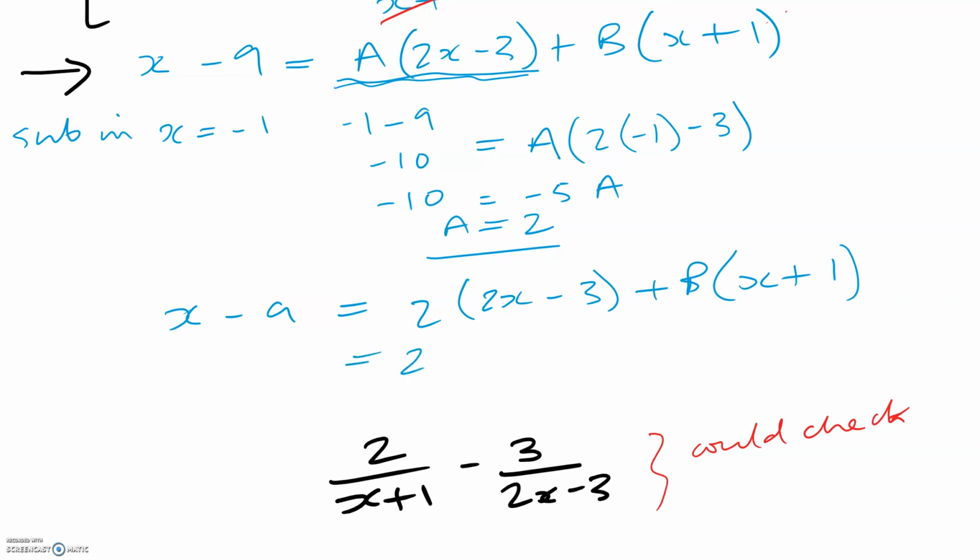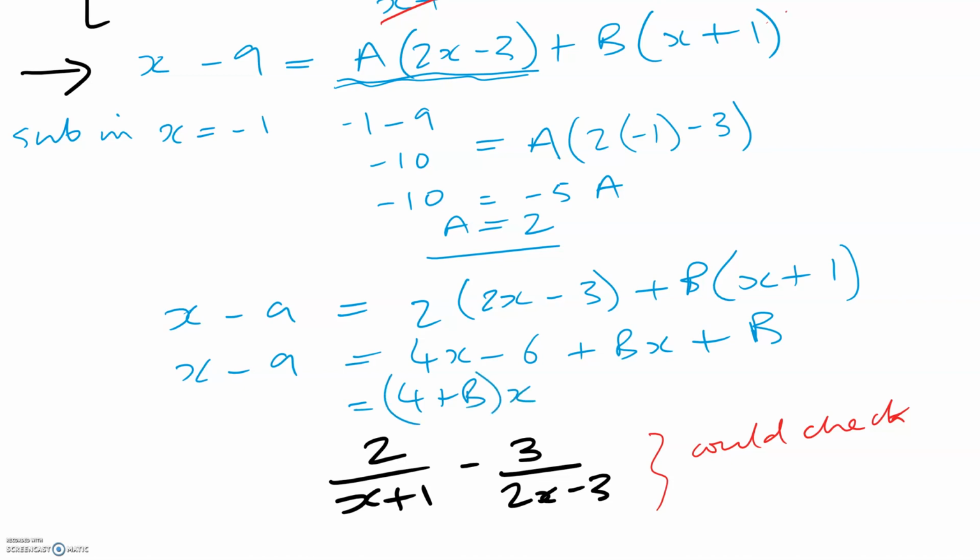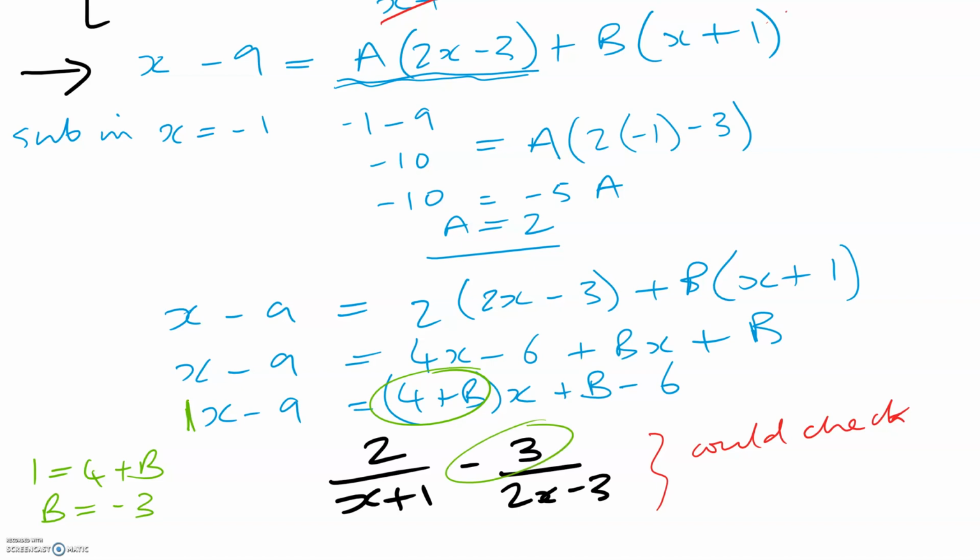And multiply out the brackets, we get 4x minus 6 plus bx plus b still equals x minus 9. So if we simplify this a little bit better, we've got 4 plus b times by x, just factorising the x's. And if we factorise the constants as well, actually we'll just leave the constants as b minus 6. So if we leave it like that, another way of finding b is to equate the coefficients. So there's a 1 here. So all the coefficients of x must be equal. So that means that 1 must equal 4 plus b. So that would give us b equals minus 3, which we already know is the value of b.